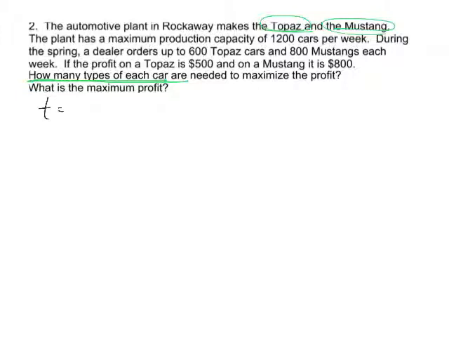T is going to be the Topaz, and that will be the number of Topaz cars. M is going to be the number of Mustangs. Now that we have our variables set, I want to reemphasize that your constraints and your objective equation will now involve these two variables. So let's find out what we can about them. Let's look for our constraints.